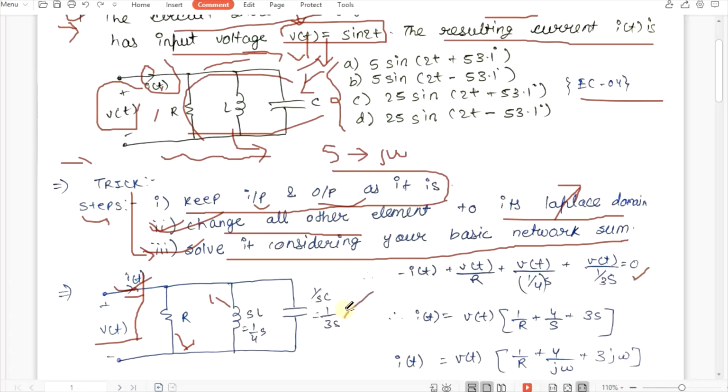Since I have already told you that you have to get your reactance form once you have converted to Laplace domain, in this circuit I have not done that, but I recommend you to do that. So here if you simplify this equation, we will have I of t equals V of t in bracket 1 upon R plus 4 by S plus 3S.